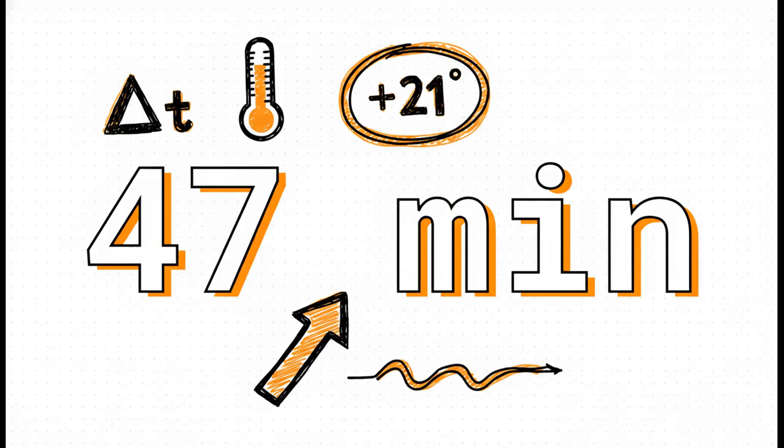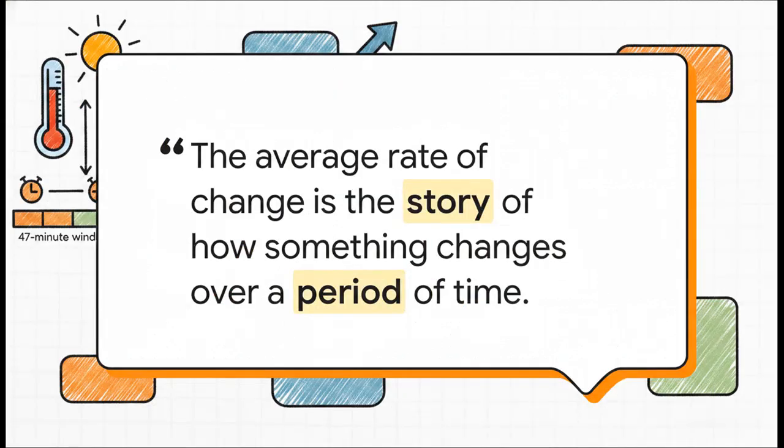So now we have both pieces of our puzzle, right? We have a 21-degree temperature change, and we know it happened over a period of 47 minutes. We are ready for the final step. But before we do that final division, let's just pause for a second on this idea. The number we're about to calculate isn't just some random piece of data. It tells a story.